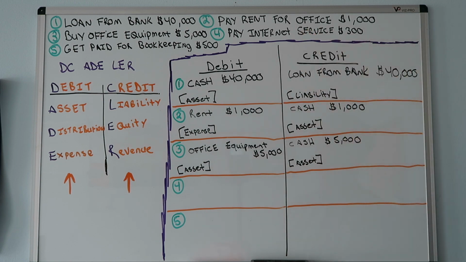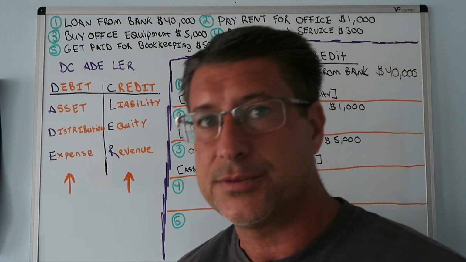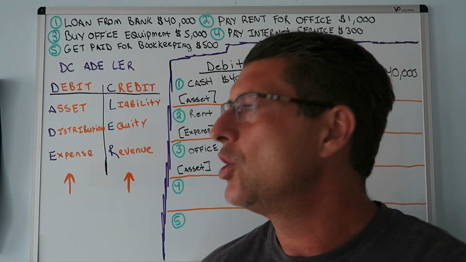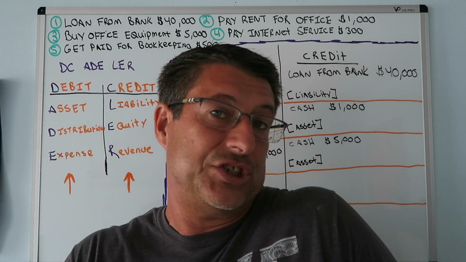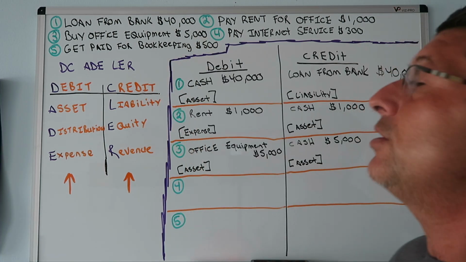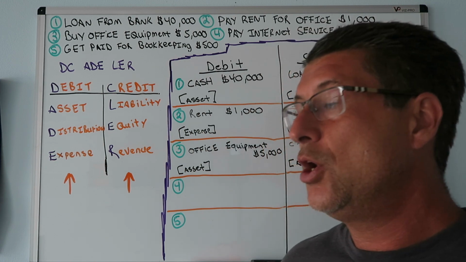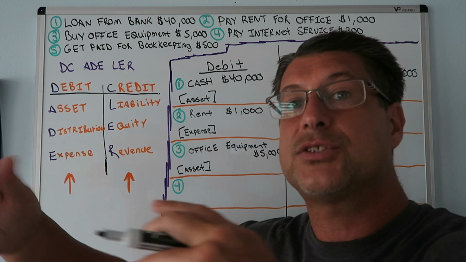Let's go to the 4th one. Pay internet service of $300. Once again, we go to the cash. What's going on to the cash? Do you have cash increasing or do you have cash decreasing? Well, you're paying internet services of $300. So you have cash leaving because you're paying for something. You're paying for somebody else's service.